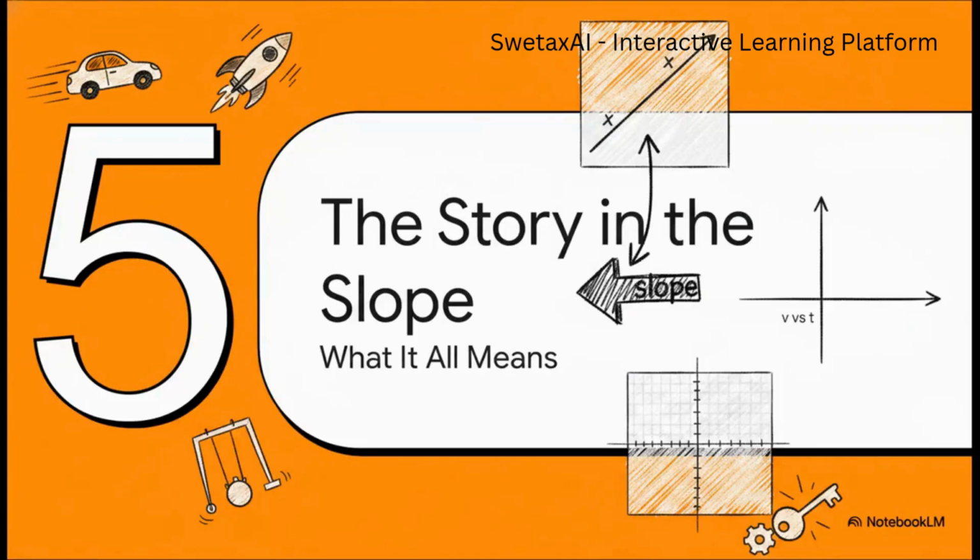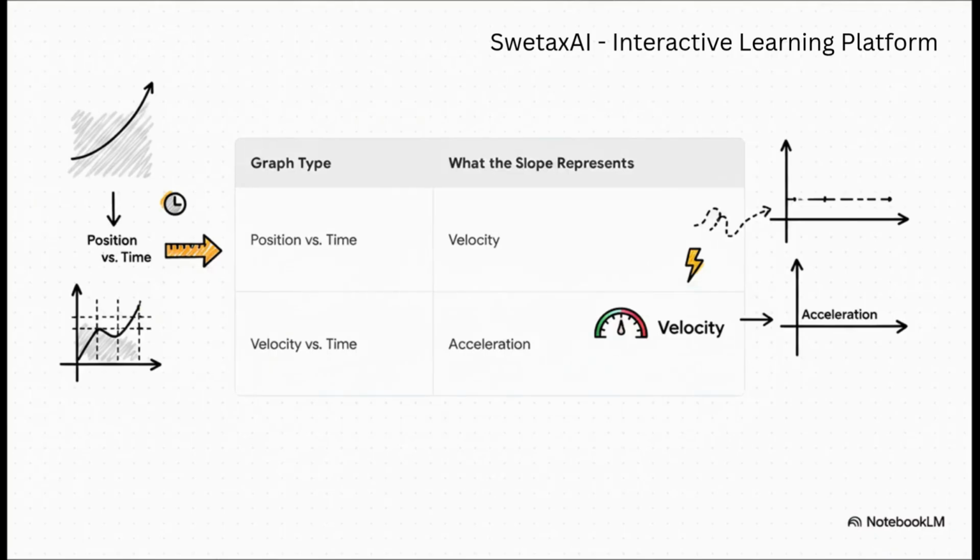Okay, let's bring all this home. We've looked at 3 different kinds of motion and 2 different kinds of graphs. But the real secret, the key that unlocks this whole story, is just understanding what the slope of the line is trying to tell you. It really just boils down to this. When you're looking at a graph of position versus time, the slope tells you the velocity. But when you switch gears and look at velocity versus time, that same idea of a slope now tells you the acceleration. It's really just 2 simple rules that let you read the entire story of motion.